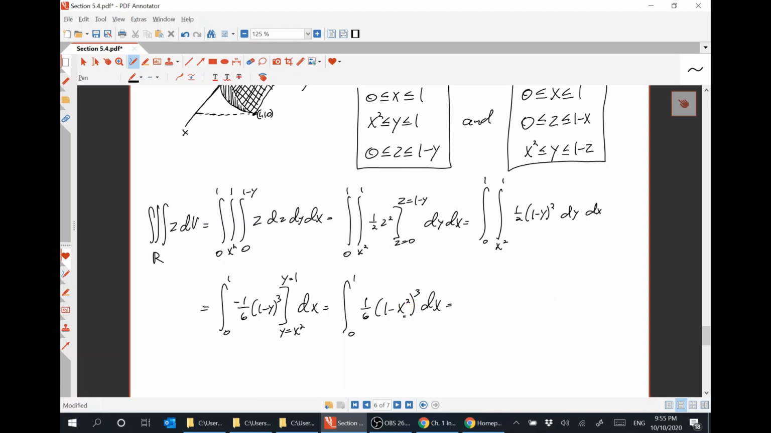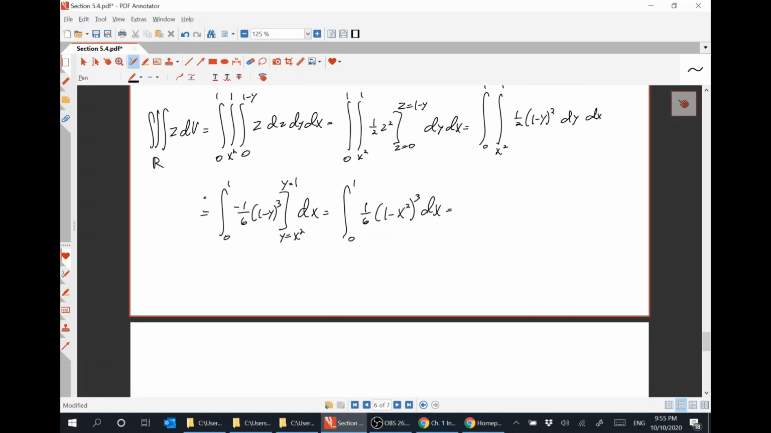We are going to have to multiply that one out. Unfortunately, we're going to have to multiply that out. So that's the integral from 0 to 1. Pull the 1/6 out here.